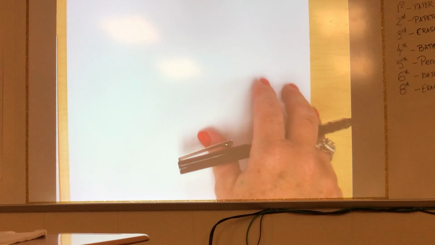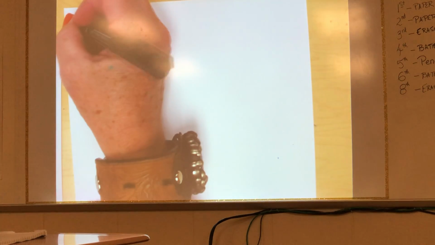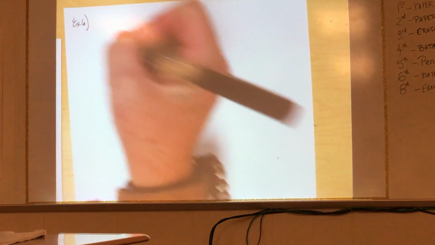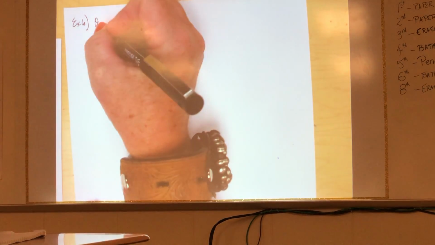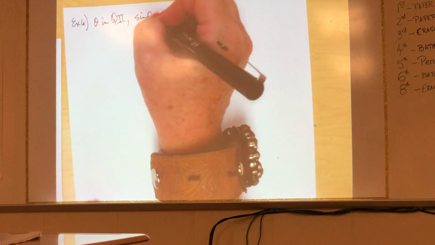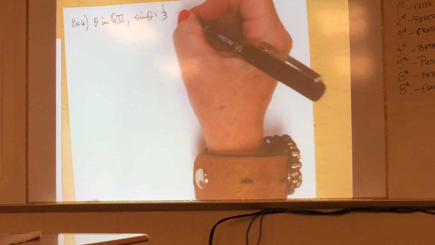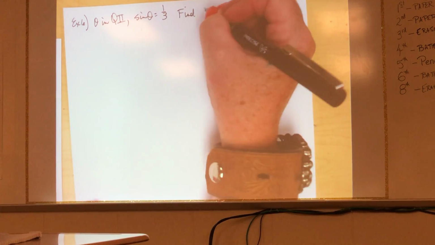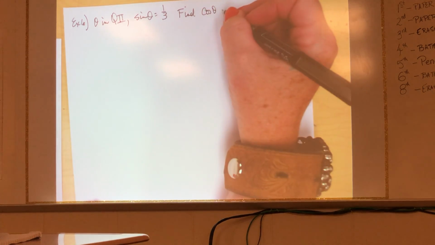Yeah, there's a couple there. All right, so here's the next one I want you to do. We've done one kind of like this, but they added something new to it, so I want to talk about it. So this is example 6. It says, first of all, theta is in quadrant 2. And then they tell you that the sine of theta is 1/3, and they want you to find the cosine of theta using identities.